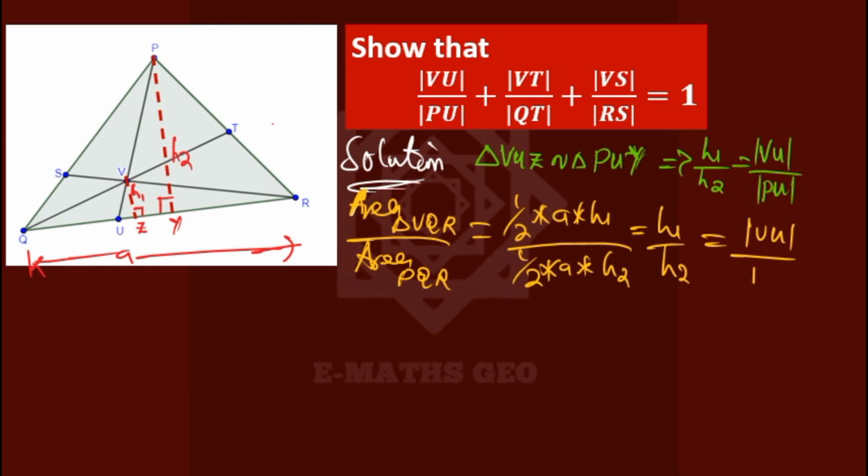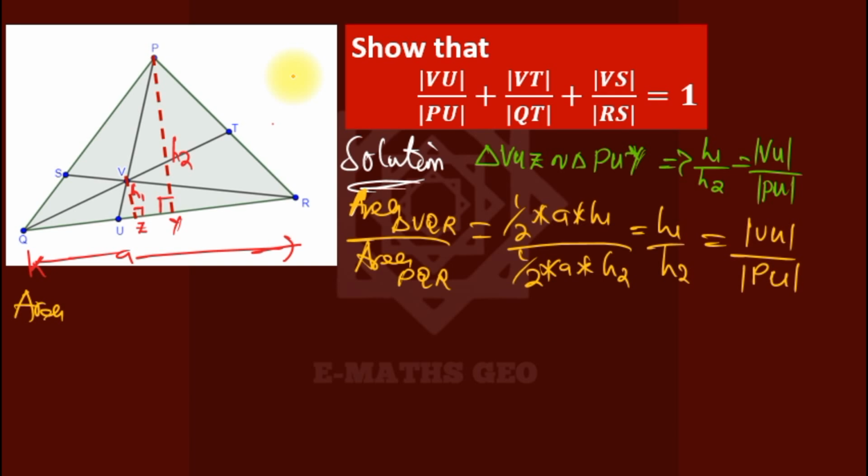So using this combined theorem, we can solve this, because as you can see, we have VU over PU in the equation. So what are we trying to do? We now do the same for the other two. That is, we have VQR and PQR, and the same way we have VRP and PQR. So now we do the same.